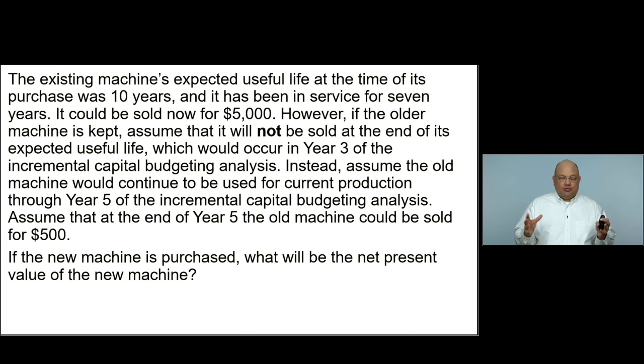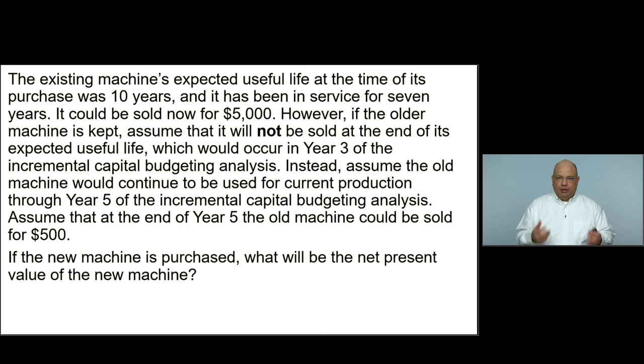All this means is we're going to continue to use the existing machine after its depreciation period has ended. It had a 10-year useful life when we purchased it. It's going to be depreciated over 10 years using the straight line method. But if we don't buy the new machine, we're going to continue to use that asset for the next 5 years, 2 years after its original useful life has ended, which is perfectly normal, perfectly reasonable, assuming the asset is still functional.